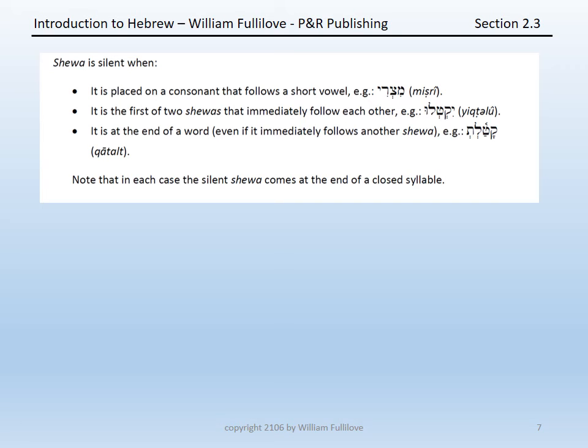Third, a schwa will be silent when it is at the end of a word, even if it immediately follows another schwa. So this is the exception to the rule from the first part of this section. For instance, the Hebrew verb katalt, even though there are two schwas in succession, because the second is at the end of a word, it is also silent. This word is pronounced katalt. Note that in all three of these cases, then, the schwa is coming at the end of a closed syllable and is silent.